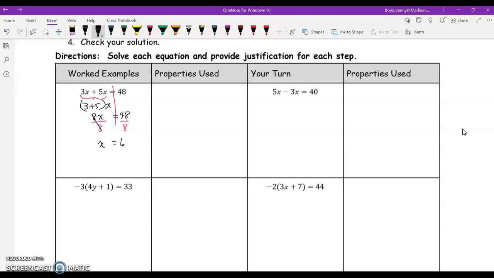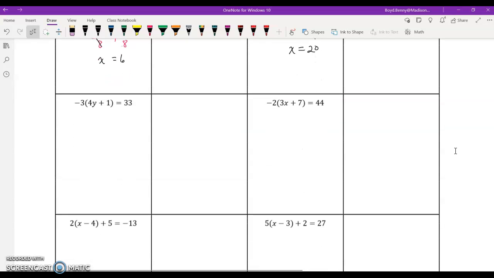So I'd like for you guys to go ahead and pause the video and try the your turn problem, and then I'll be back with you so you can check it. So here we see on this problem, we would combine those like terms and get 2x. Bring our 40 down, we would divide both sides by 2, and x would be 20. Okay, moving on to our next example.